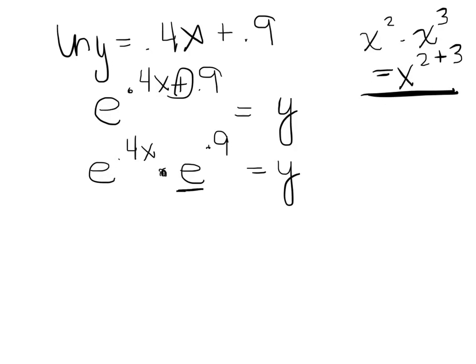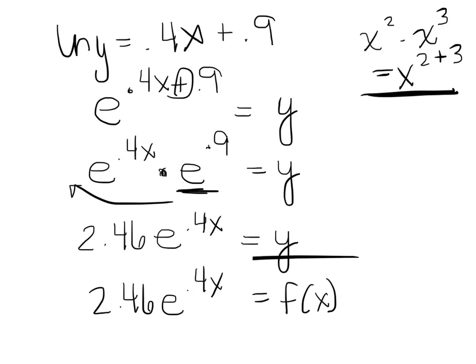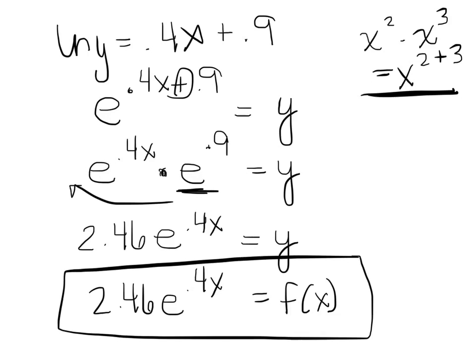I can calculate what this e to the 0.9 is, and I'm going to write it in the front. e to the 0.9 is 2.46. Then I still have the e to the 0.4x is equal to y. And of course we like to write this as f of x a lot of times, so maybe I'll write it this way, 2.46 e to the 0.4x. And that is the exponential model for the data that I had originally had before. So we're good.